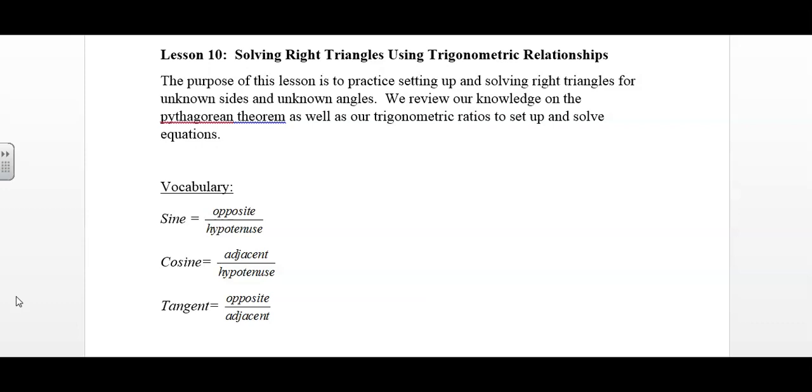Recall that the sine of an angle is equal to the opposite side in a right triangle over the hypotenuse. The cosine of an angle is equal to the adjacent side in the right triangle over the hypotenuse, and the tangent of an angle is equal to the opposite side in the right triangle divided by the adjacent side.